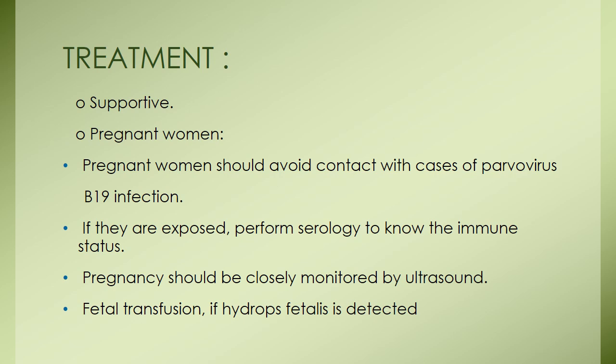Patients with persistent arthritis can use anti-inflammatory medications such as ibuprofen and naproxen, although children should avoid aspirin due to the risk of developing Reye syndrome. Pregnant women should avoid contact with cases of parvovirus B19 infection due to the risk of developing hydrops fetalis. If they are exposed, perform serology to know the immune status. Pregnancy should be closely monitored by ultrasound. Fetal transfusions should be done if hydrops fetalis is detected on ultrasound.